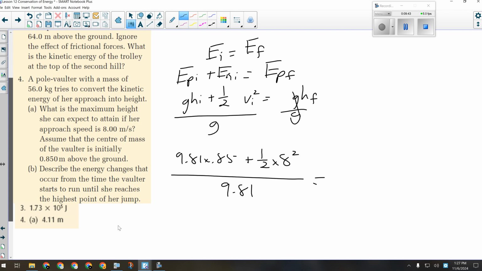Are they going to be the same or different? We're doing this in the real world, so yeah, they're going to be different, right? The cart's going to make noise as it goes down the ramp. It's not going to have as much energy at the bottom because of friction.